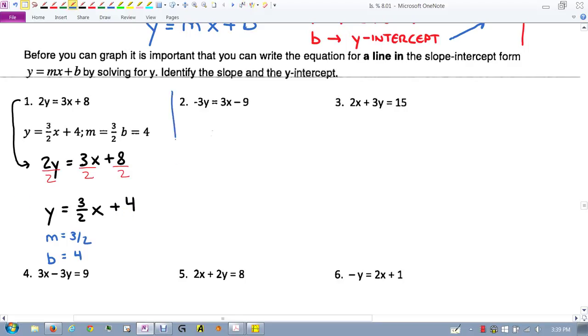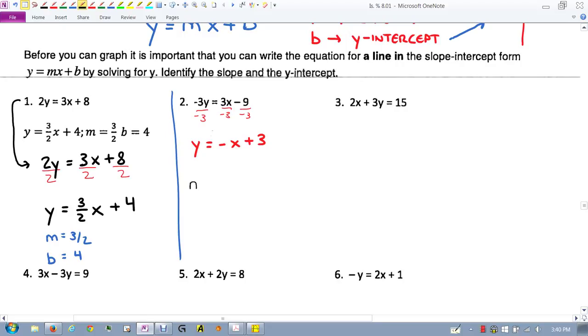All right, let's do this one right here, number 2. What are we going to do to get y by itself? Divide everything by -3. -3, -3, -3. So what will that leave you with? y equals -x plus 3, because negative over negative is positive. Any questions there?